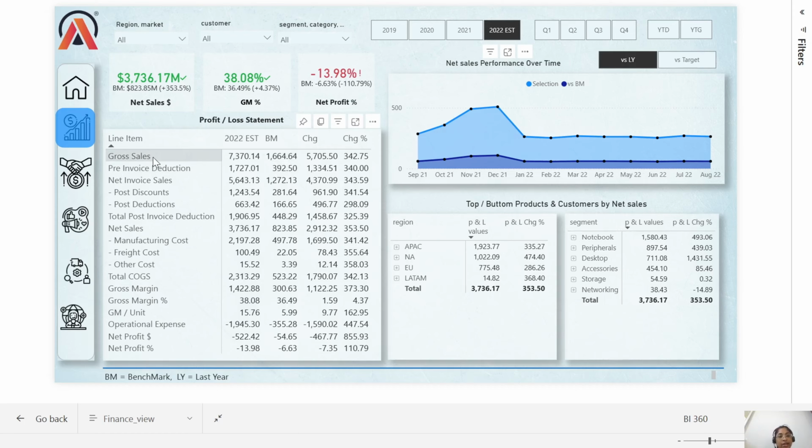This year gross sales increased to 7,370 million because AtliQ is giving more discounts to all the customers. Here the pre-invoice rate is 1,727 and the post-invoice reduction rate is 1,960. It is increasing compared to last year. And moving to the total COGS compared to last year, this year 2,313 million, and operational expenses 1,945. All these values increased in this particular year of 2022. That is the reason AtliQ's profit was reduced.